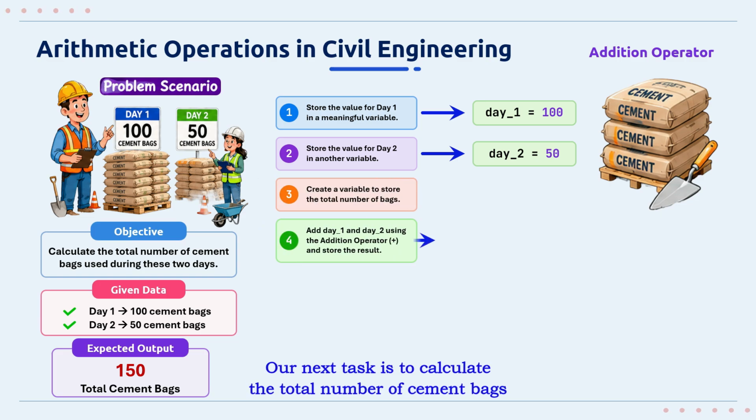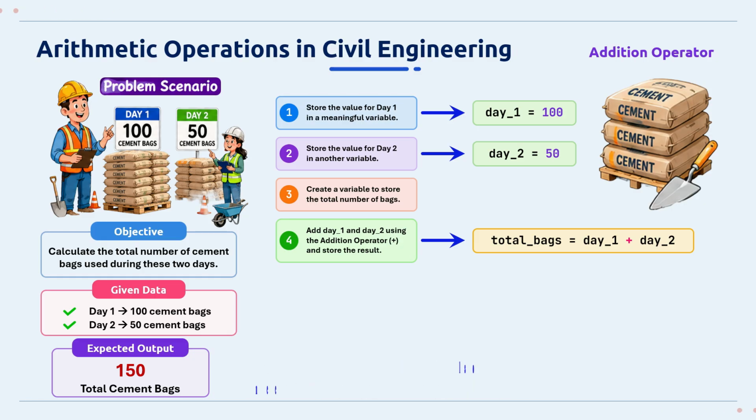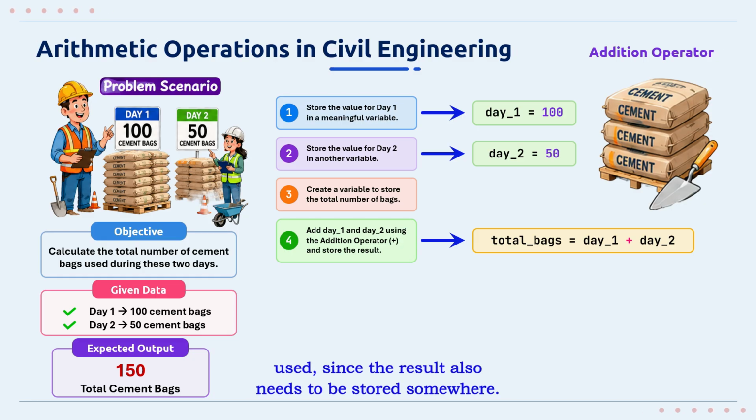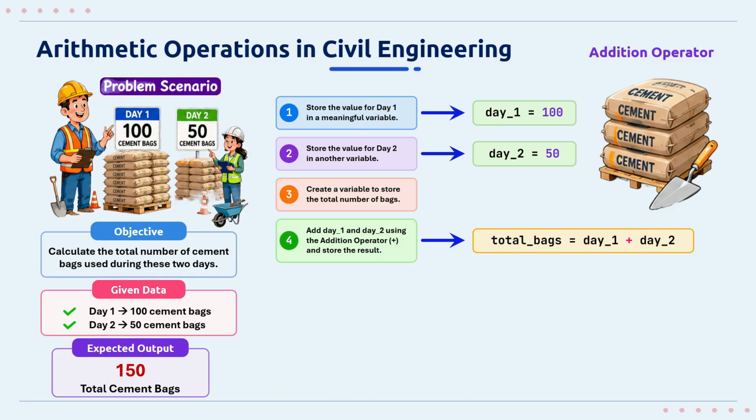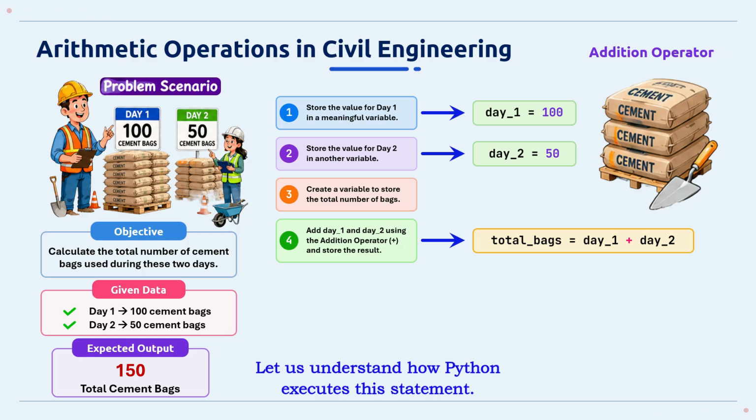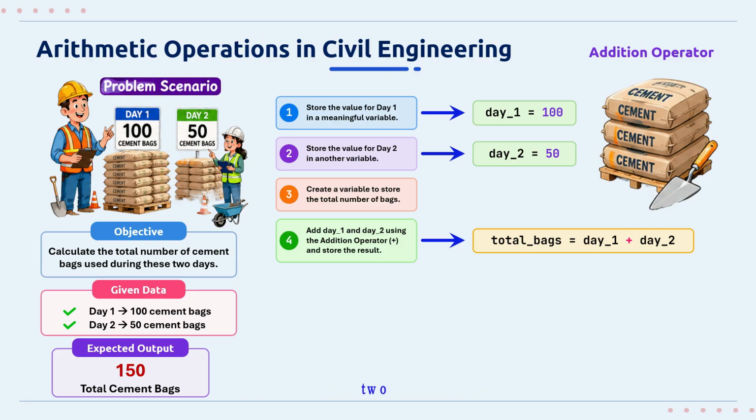Our next task is to calculate the total number of cement bags used. Since the result also needs to be stored somewhere, we create another variable. Let us name that variable total_bags because it clearly describes the information it will contain. Now comes the most important part. Let us understand how Python executes this statement: total_bags equals day_1 plus day_2.